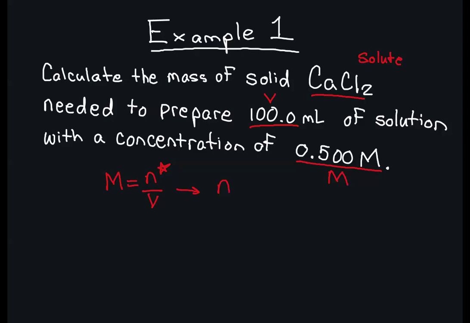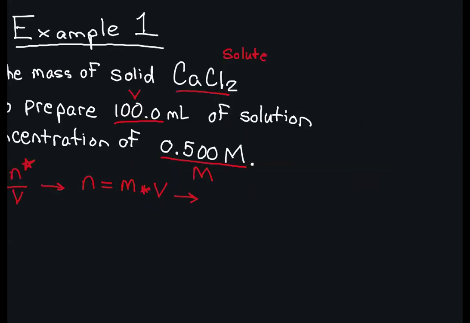We're given an M, so we can plug that in: 0.500 moles per liter. That's what M stands for, once again. And now we're given a volume. The volume is 100 milliliters. We know that molarity is defined as moles per liter, so we're going to need to convert from 100 milliliters to liters. So we'll do that right down here.